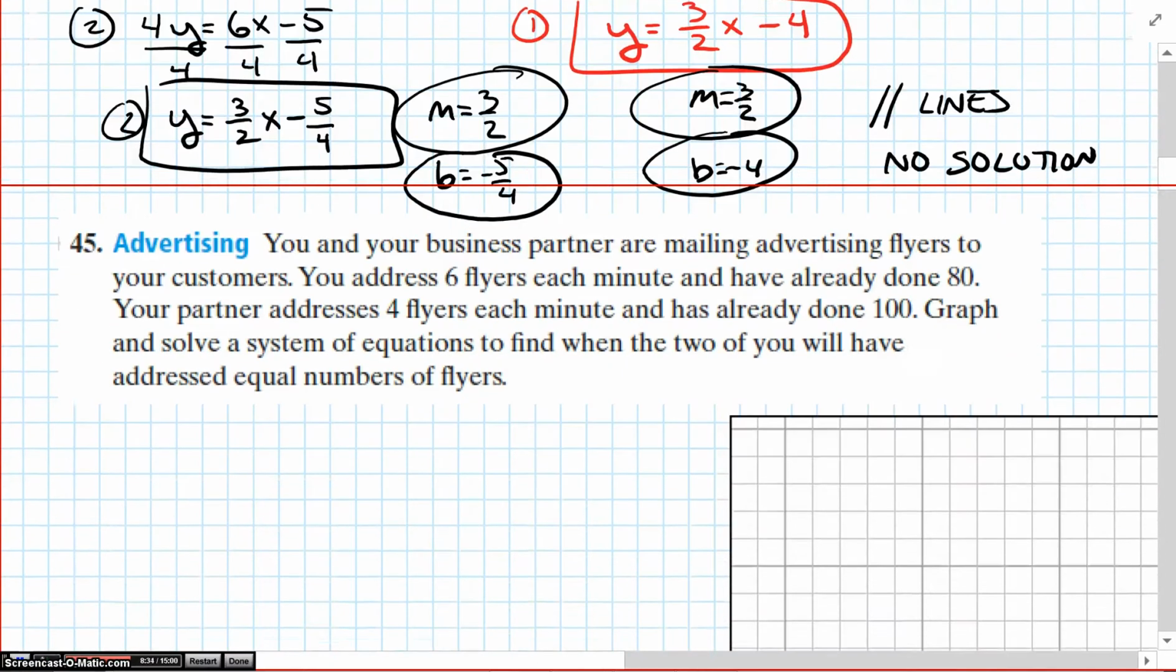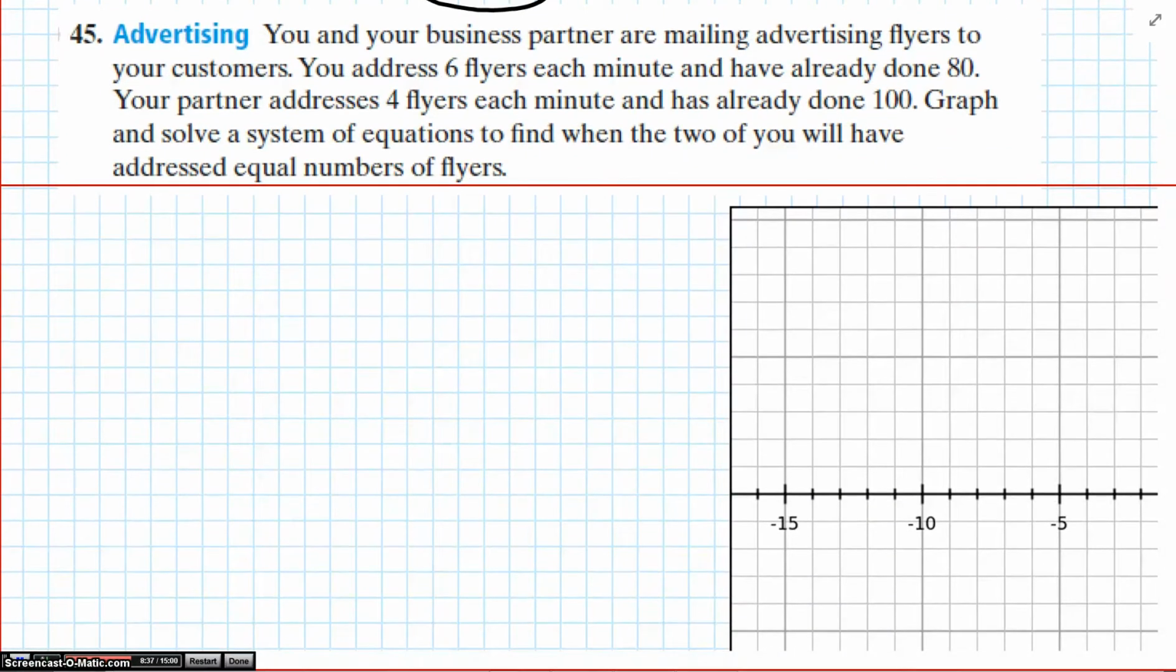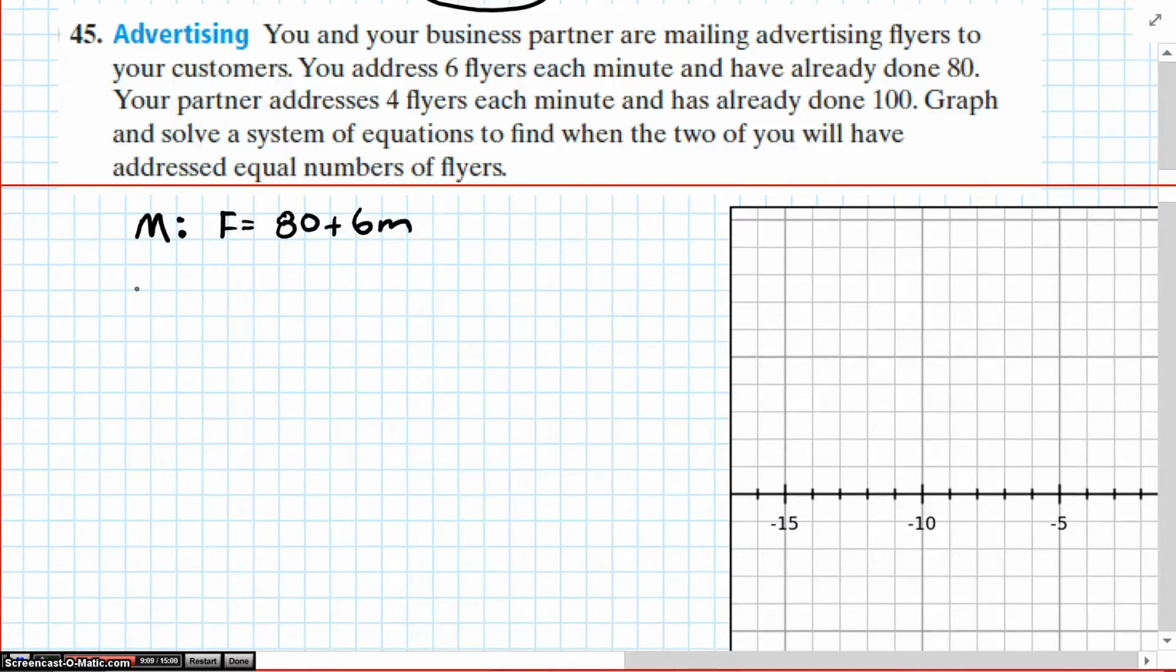Okay, moving on. Question 45. You and your business partners are mailing advertising flyers to your customers. You address 6 flyers each minute and have already done 80. Your partner addresses 4 flyers each minute and has already done 100. Graph and solve the system of equations to find out when you two will have addressed an equal number of flyers. So me, my total number of flyers equals 80, because it's how many I've already done, plus 6m, 6 per minute.